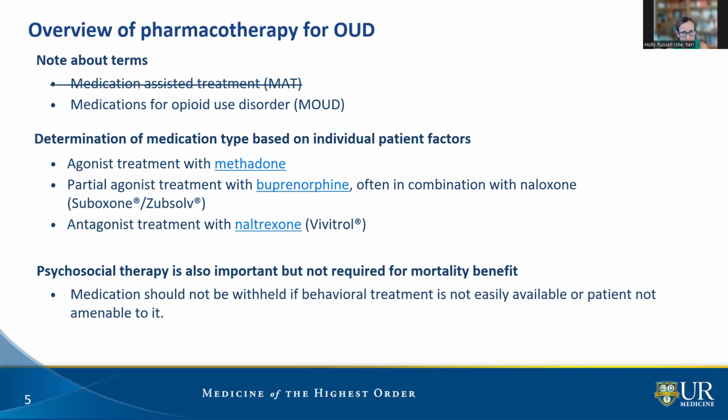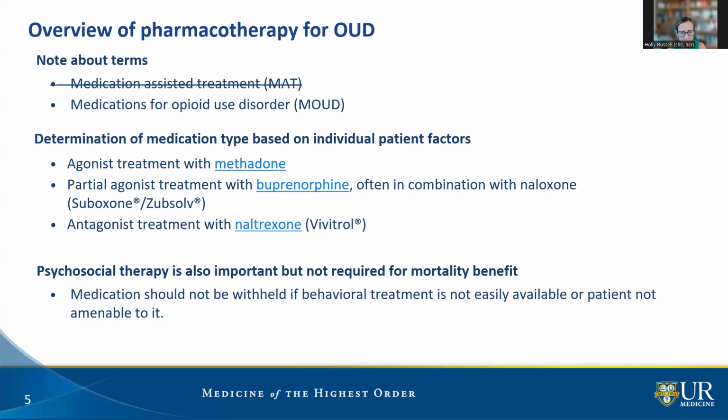The three types include agonist treatment, so opioid agonist treatment with methadone, opioid receptor partial agonist treatment with buprenorphine, which is often in combination with naloxone. The brand name for this is Suboxone or Zubsolv. And then opioid receptor antagonist treatment with naltrexone. The brand name for the long-acting injectable version of this is Vivitrol.